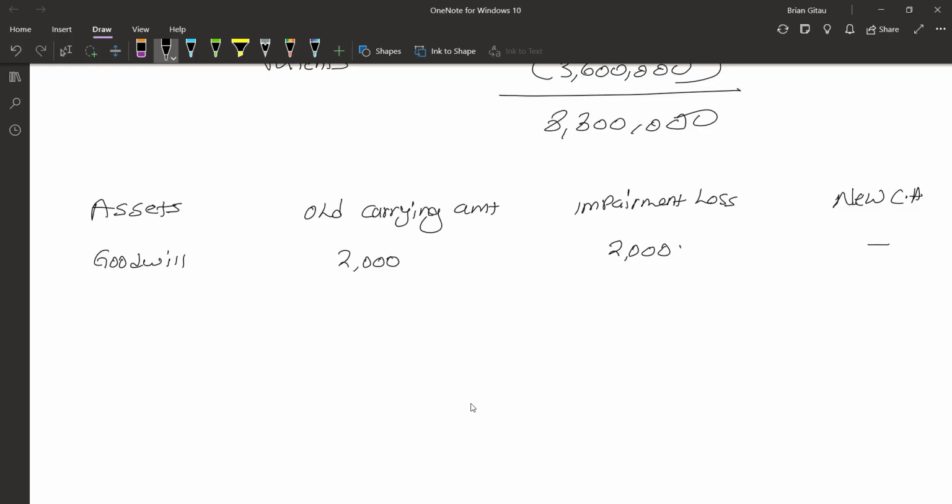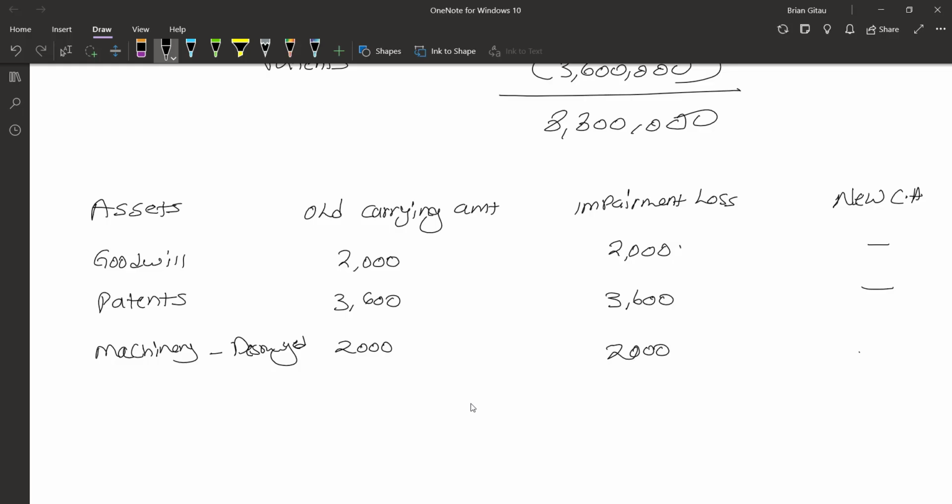We also have patents. The old carrying amount was 3.6 million. The impairment loss again was 3.6 million, and we are left with nil. We also have machinery. Machinery, we can divide it into two. The one that was destroyed, which was valued at 2 million, the old carrying amount. The impairment loss again, completely destroyed, so 2 million with a nil. New carrying amount is nil.